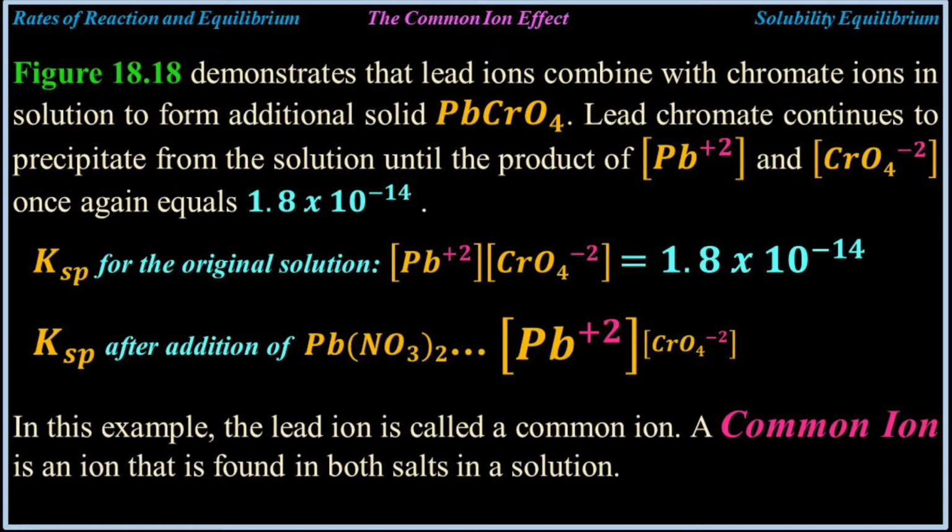Figure 18.18 demonstrates that lead ions combine with chromate ions in solution to form additional solid lead(II) chromate. Lead(II) chromate continues to precipitate from the solution until the product of lead(II) and chromate once again equals 1.8 times 10 to the negative 14. In this example, the lead ion is called a common ion. A common ion is an ion that is found in both salts in a solution. So study the above two equations carefully.